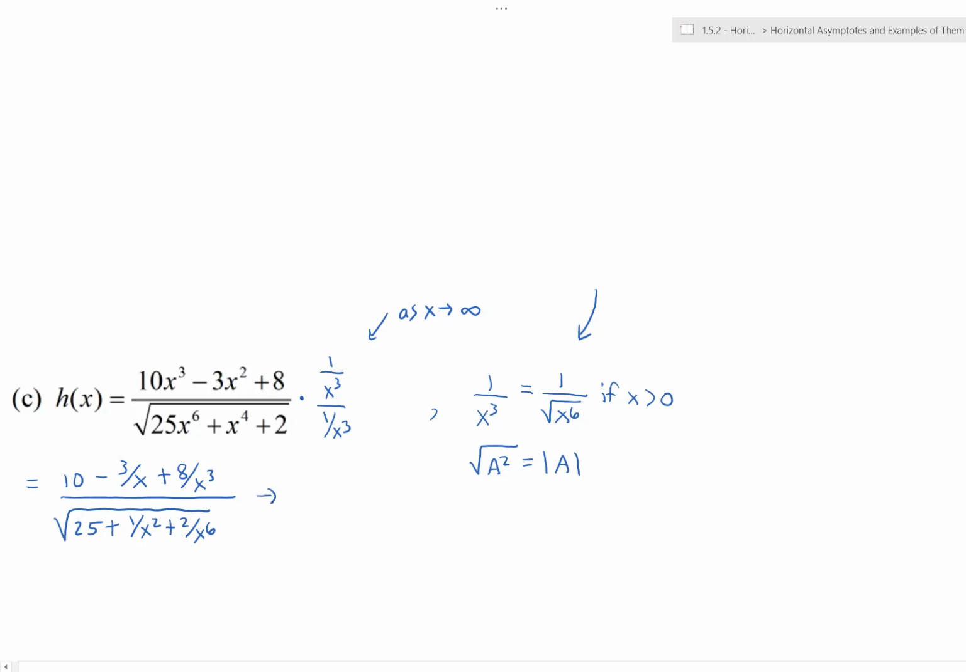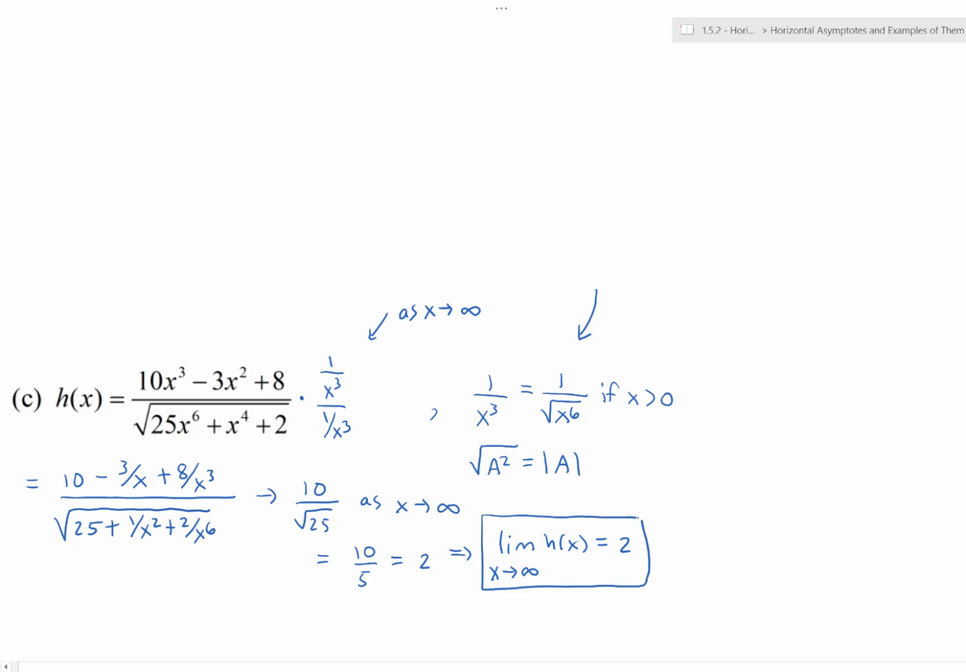Now, as x goes to infinity, the numerator goes to 10 and the denominator goes to root 25, as x goes to positive infinity, which of course is 10 over 5, which is 2. And hence, we conclude that the limit as x goes to infinity of h of x is equal to 2. That's the long-run behavior, at least in the positive direction. So y equals 2 is a horizontal asymptote for this function.